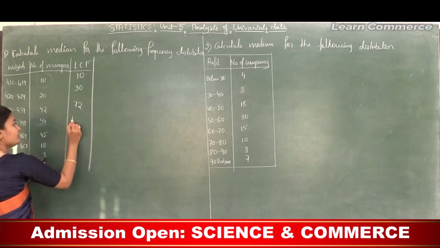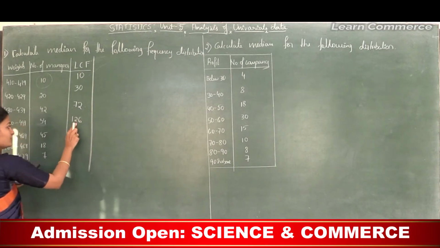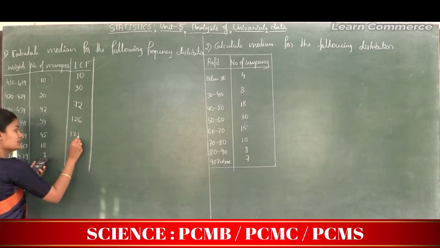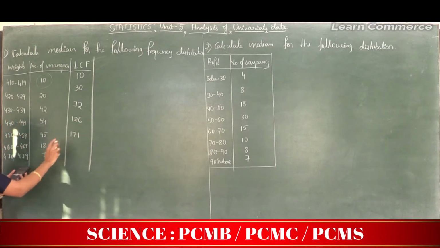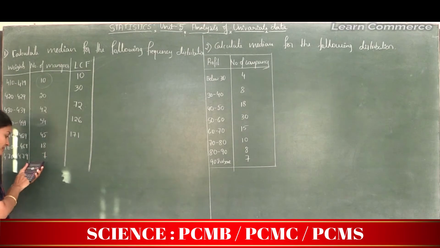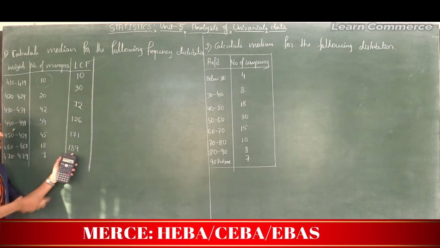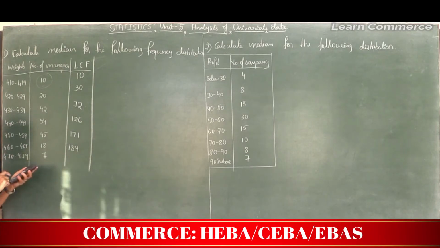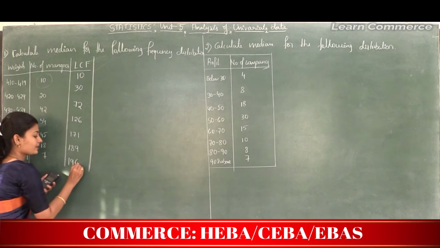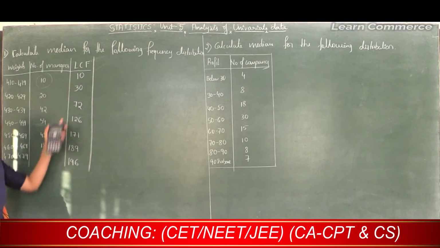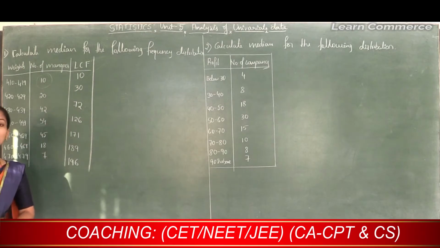That is 126. Next, to this 126 I will add 45, that is 171. Next, to this 171 I will add 18, that is 189. Next, to this 189 I will add 7, that is 196. So here we got the LCF observations. Okay, next move to step 2.